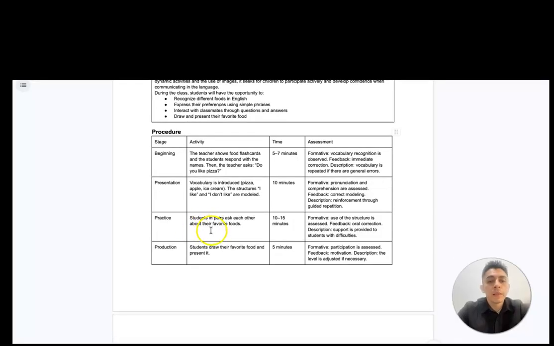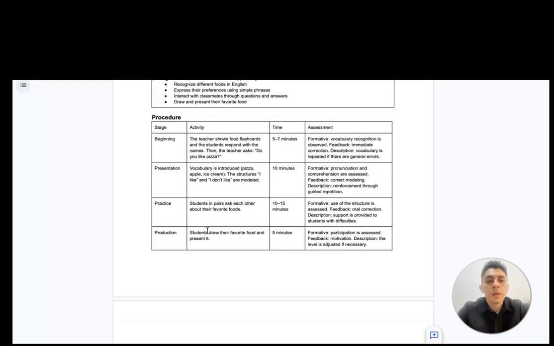Right here will be the practice stage, and students will work in pairs. This is important because they can talk to each other and use the language in a more natural way, and children love that part. Here, I will be able to notice if they use the phrases that they learned correctly, and meanwhile, I help them and correct them on the spot. That would be the practice part.